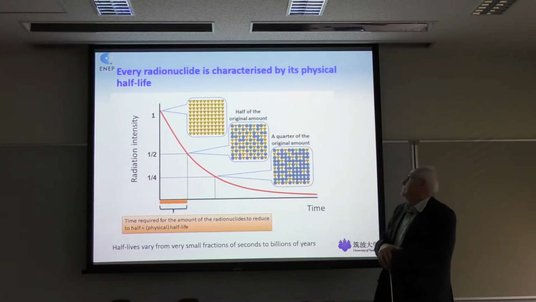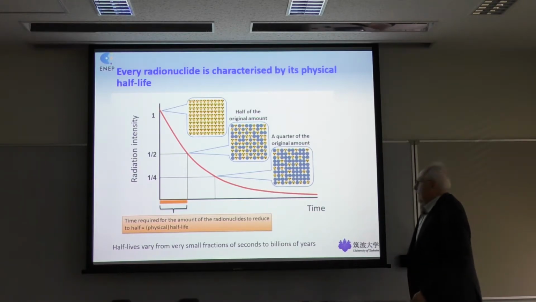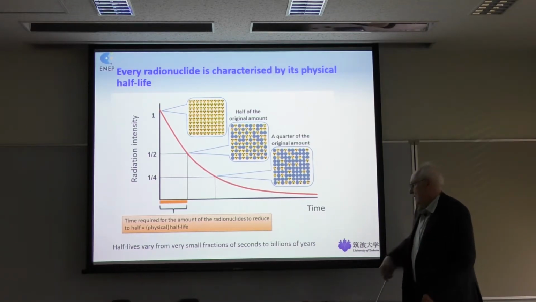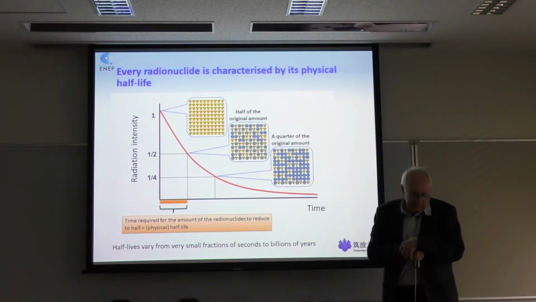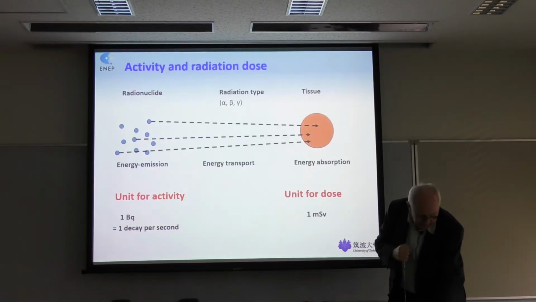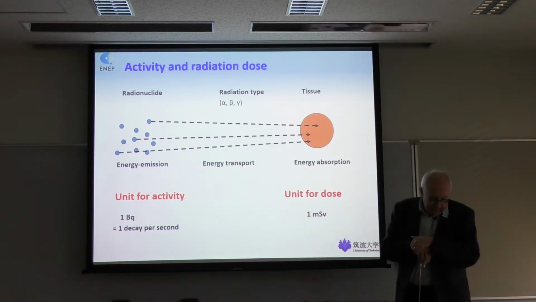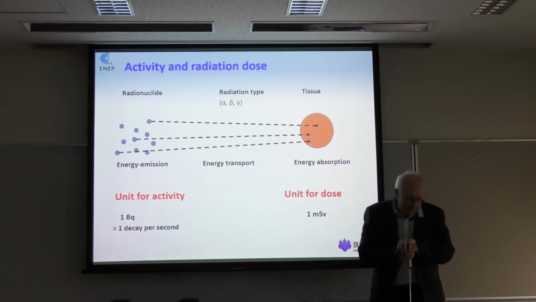Each radionuclide is characterized by its physical half-life. The half-life is the time required until the activity decreases to 50%. Half-lives of radionuclides vary widely from very small fractions of a second to billions of years. The activity of a radionuclide is measured in becquerel. 1 becquerel means 1 decay per second.